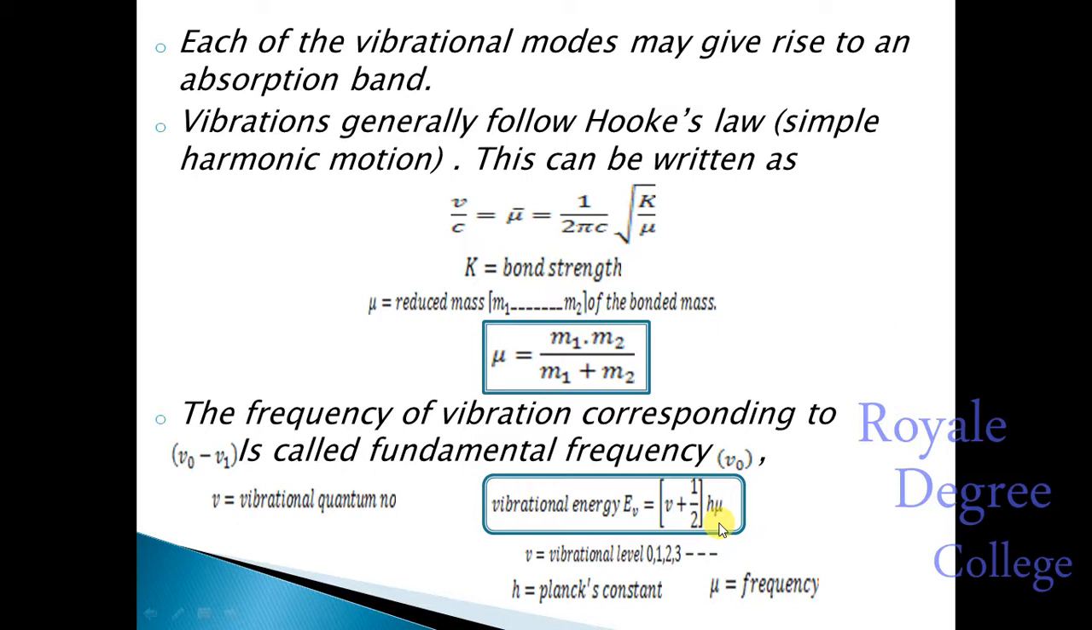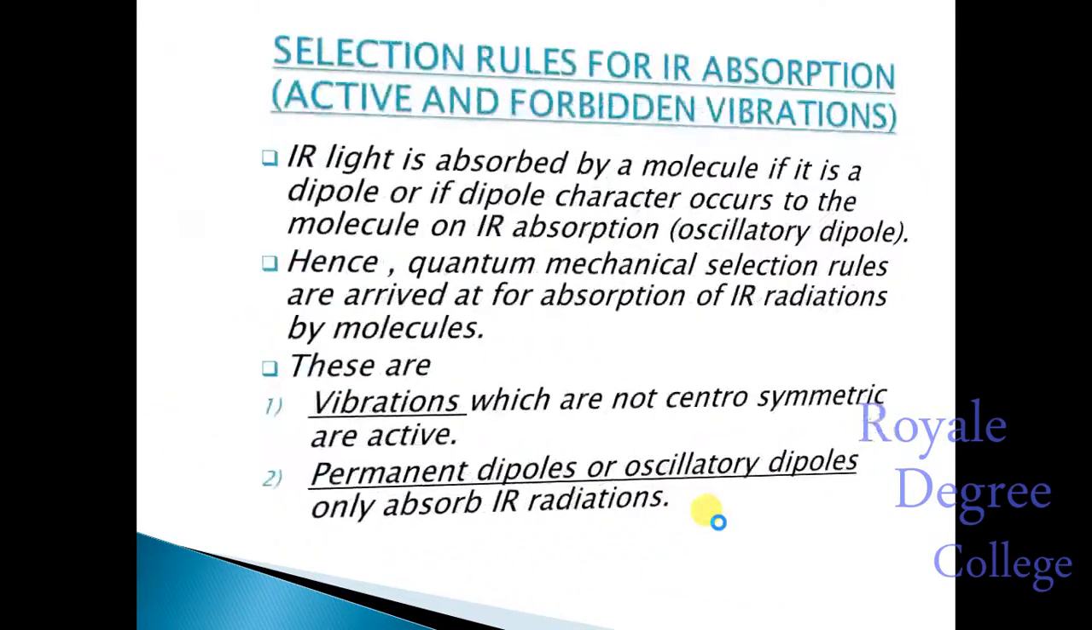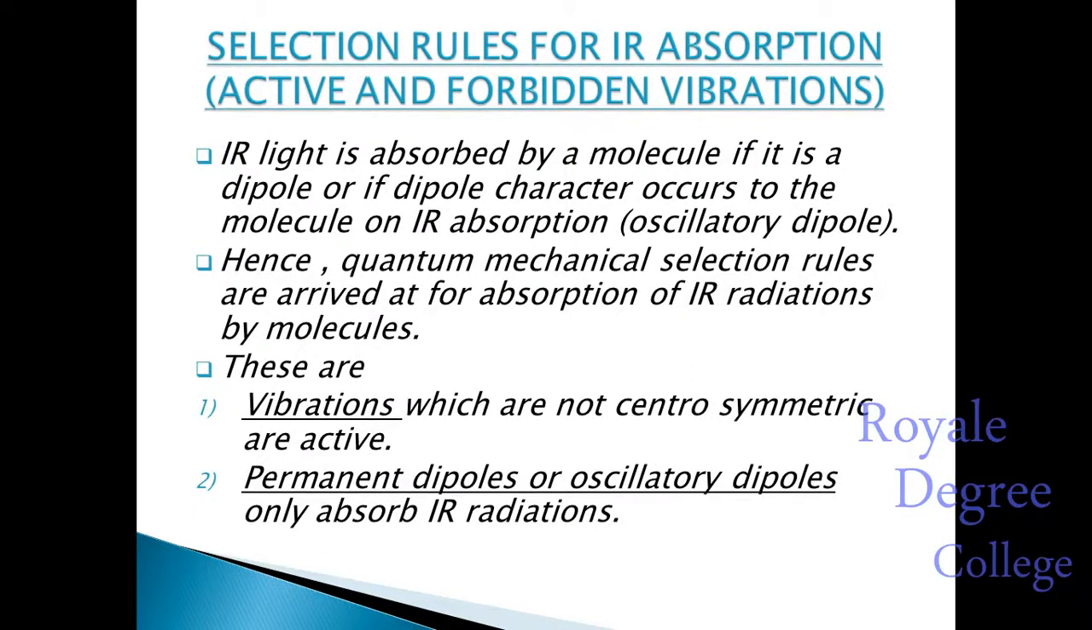And h is called the Planck's constant, and mu is nothing but frequency. Next we'll see selection rules for infrared absorption, active and forbidden vibrations.